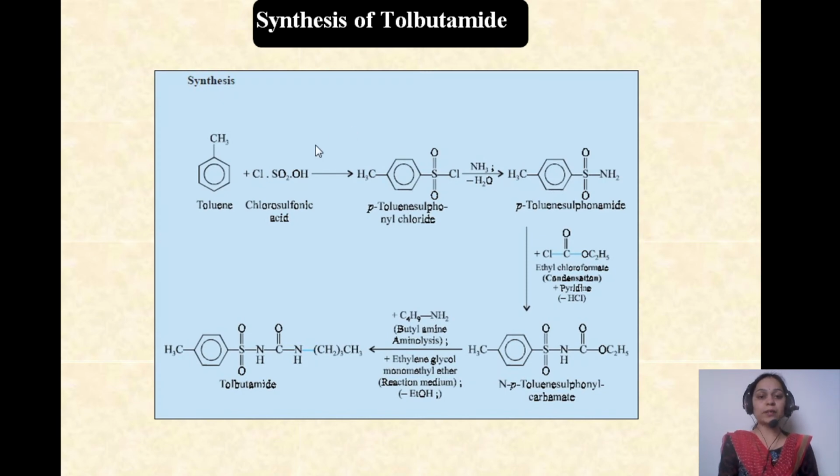Synthesis of tolbutamide. Starting material is toluene. Now, this toluene when reacted with chlorosulfonic acid, we get paratoluene sulfonyl chloride. Now, this paratoluene sulfonyl chloride undergoes reaction with ammonia. Ammonia group removes this chloride ion and attaches here NH2, okay, and forms paratoluene sulfonamide.